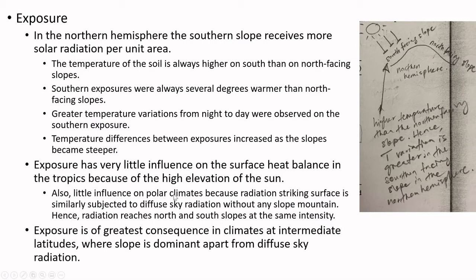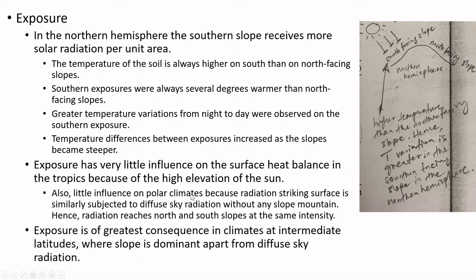So in the polar climate, meaning the north pole and south pole, the solar radiation has to pass through a thicker layer of atmosphere. As a result, the solar radiation goes through diffuse sky radiation. Because of that, exposure has very little influence. Okay, because it hits everywhere, it hits the north facing slope with the same amount, due to diffuse sky radiation.